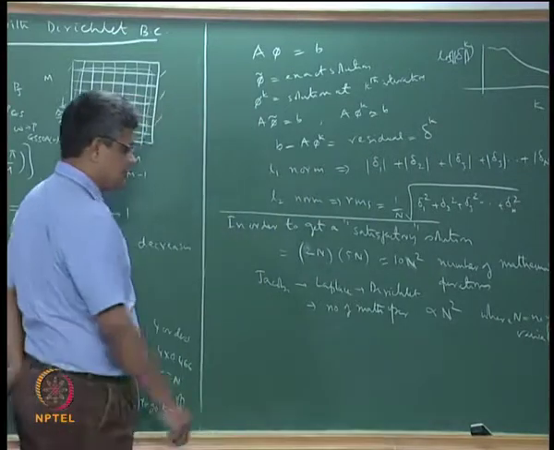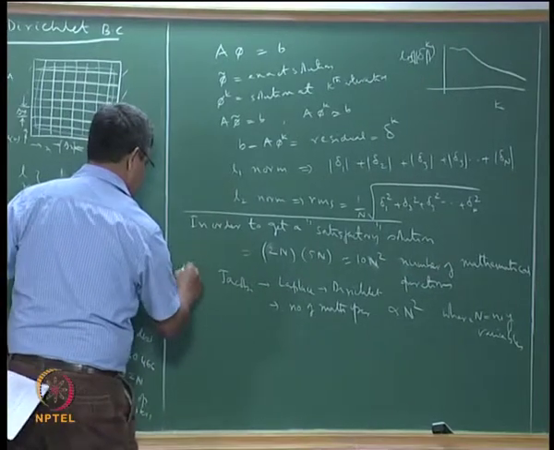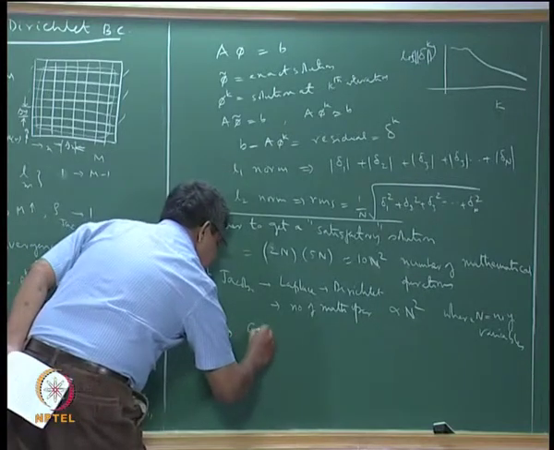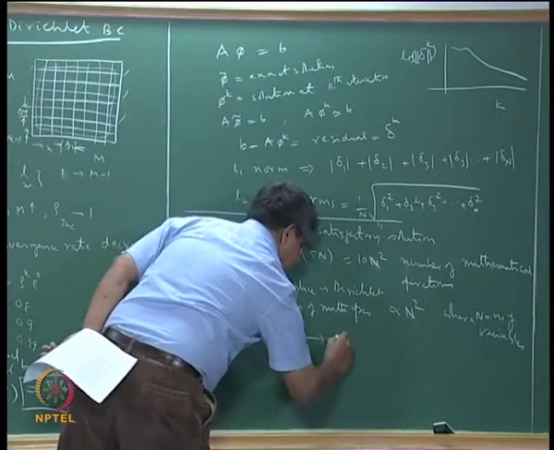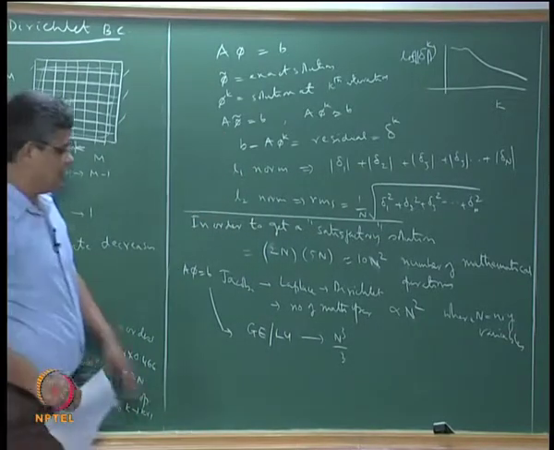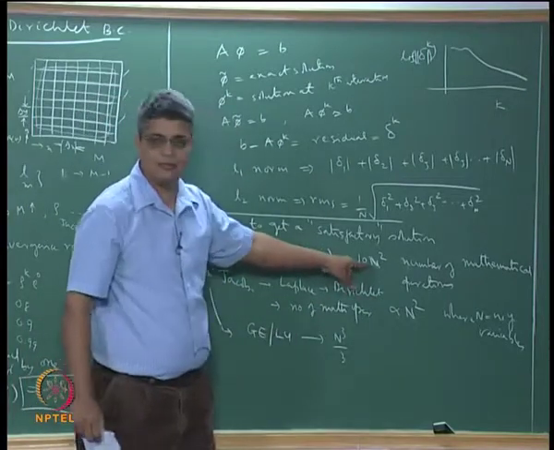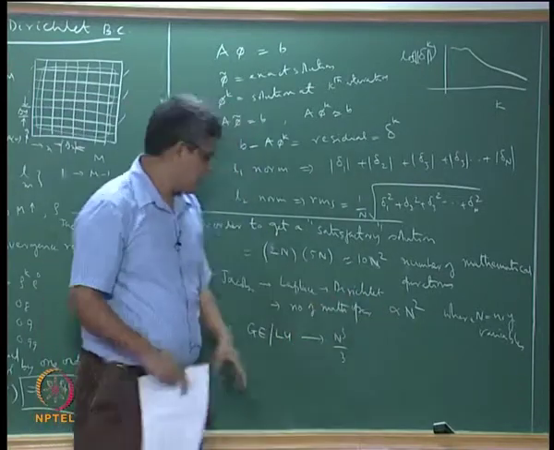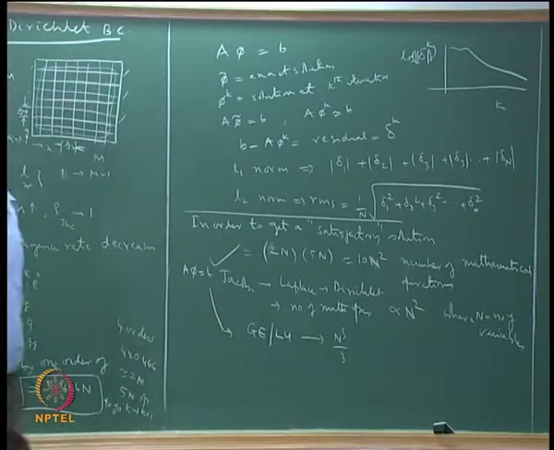And we want to compare this with the case of the same A phi equal to b done using Gaussian elimination or LU decomposition method, which requires n cubed by 3 number of operations. So when we talk about a large number of variables, in such a case this factor of 10 or 20 or 50 does not make so much difference, and we can look at n cubed and n square, and we can declare that the Jacobi method is superior to the Gaussian elimination method.